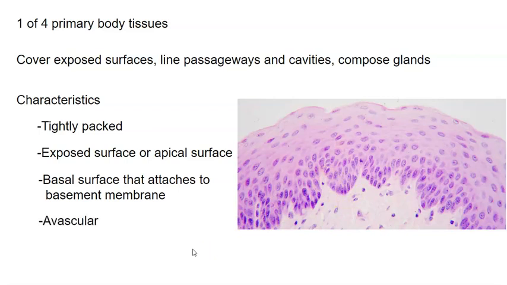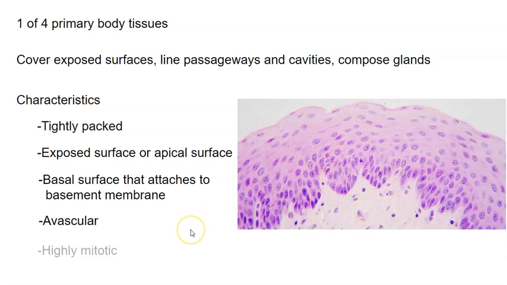It's also avascular. Avascular means without any vessels. So there are no blood vessels here. You won't find any arteries or veins or capillaries. That means that in order for this epithelium to receive oxygen and nutrients and transport waste, it has to diffuse through this underlying tissue here. So all of that takes place through diffusion across these cells.